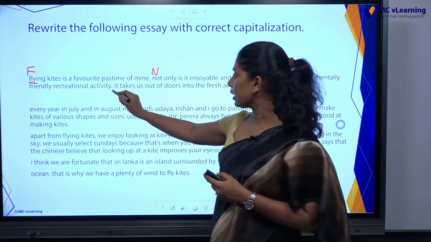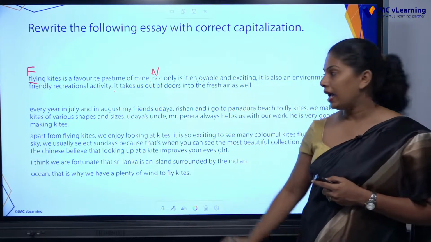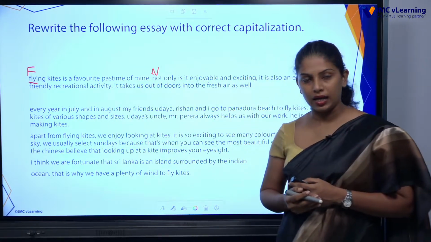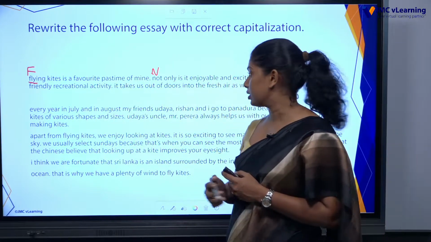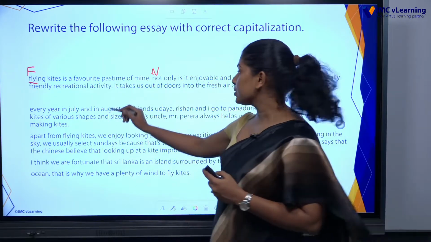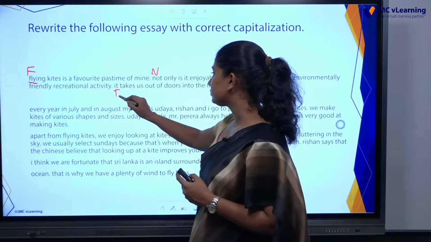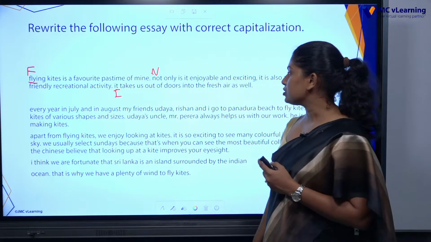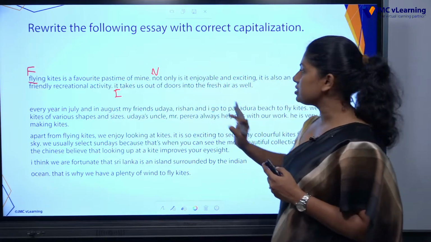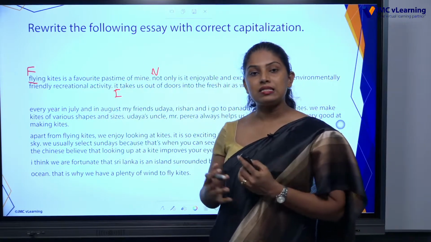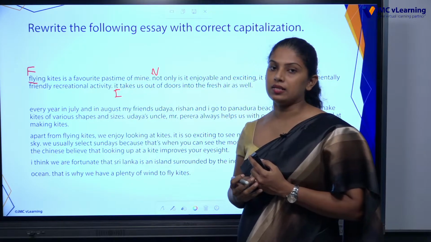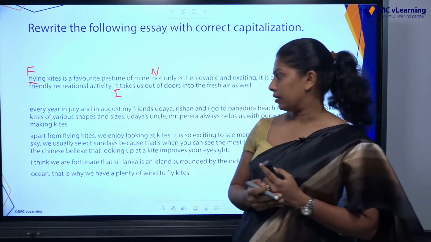Then again here you can see a full stop, and here it was written using simple I. Then there we have to change it. We can't write simple I after a full stop. So we have to write capital I here. It takes us out of doors into the fresh air as well. Right. Now only these three we can see as the mistakes of the paragraph where we have to write capital letters. Right. Let's move to the second paragraph.